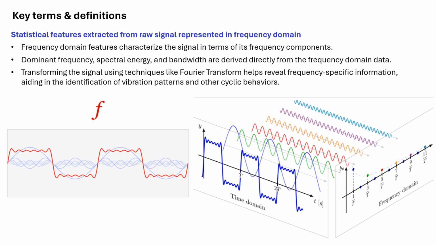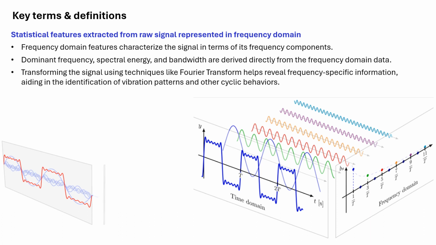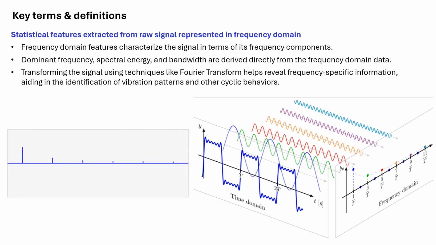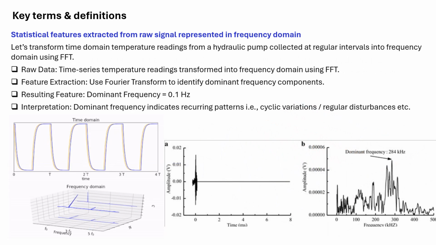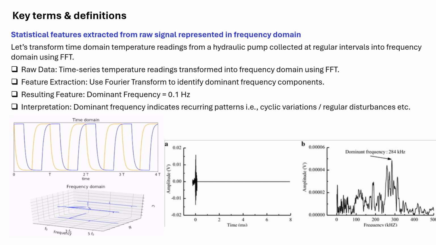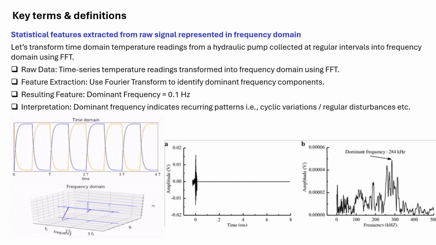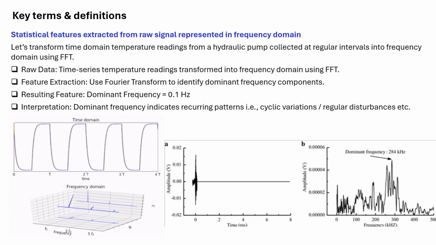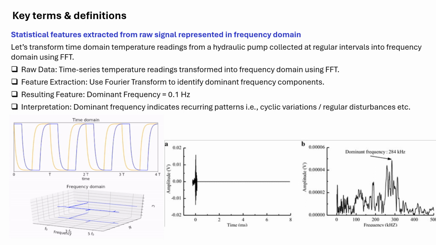To access these frequency-specific details, one commonly employed technique is the Fourier transform. This mathematical tool allows us to transform a signal from its time domain representation to its frequency domain counterpart. Through this transformation, the hidden cyclic patterns within the signal become apparent, aiding in the identification of vibrations and other periodic behaviors.